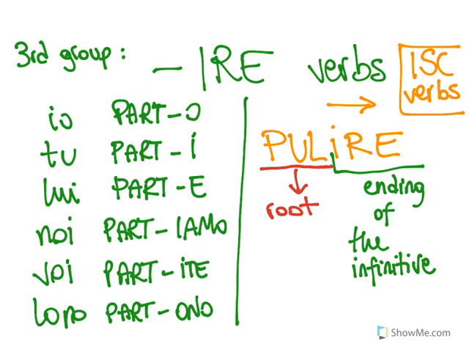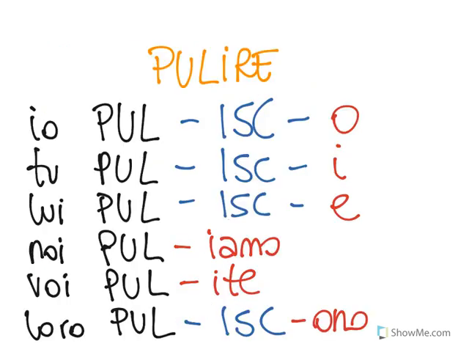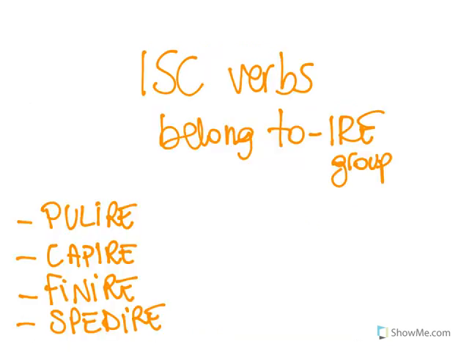Let's consider the verb pulire. The verb in the present tense is conjugated in the following way. Io pulisco, tu pulisci, lui pulisce, but then noi puliamo, voi pulite, and again the suffix, loro puliscono.